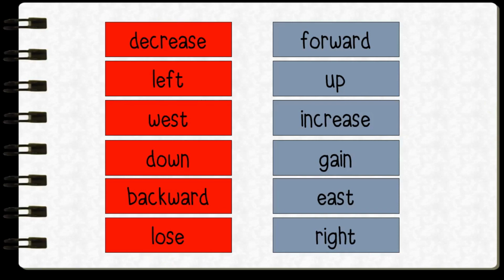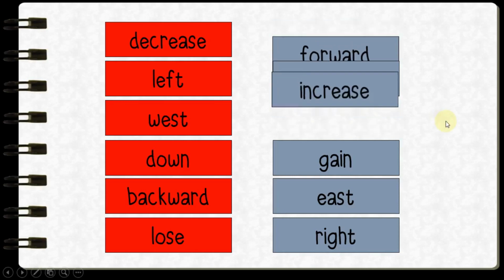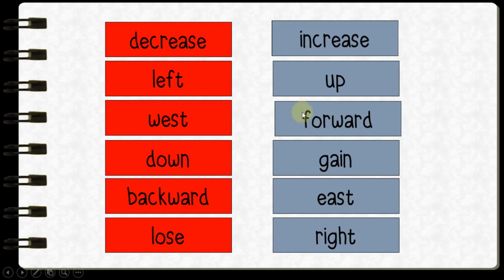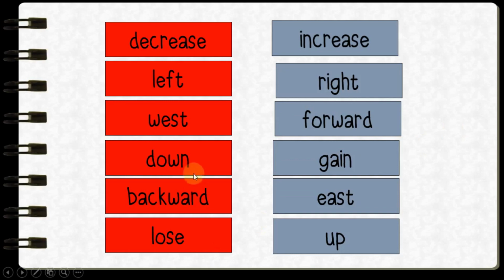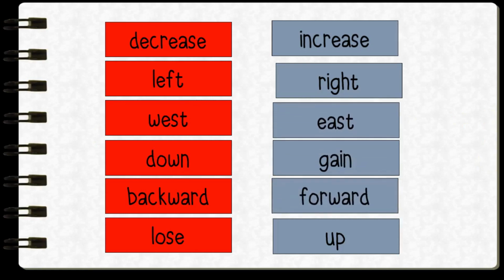Let's match the words on the red card with its antonym on the blue cards. So let's begin. Can you give me the antonym for decrease? Okay, you're right. It is increase. How about the antonym of the word left? Nice try. It is right. How about for the word west? You're correct again. It is east.